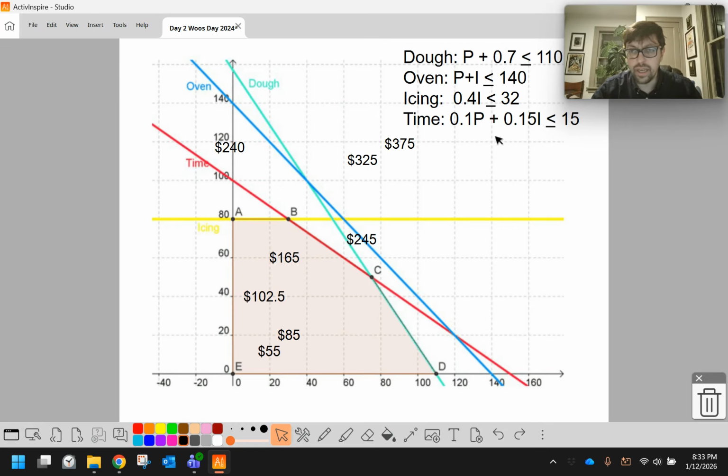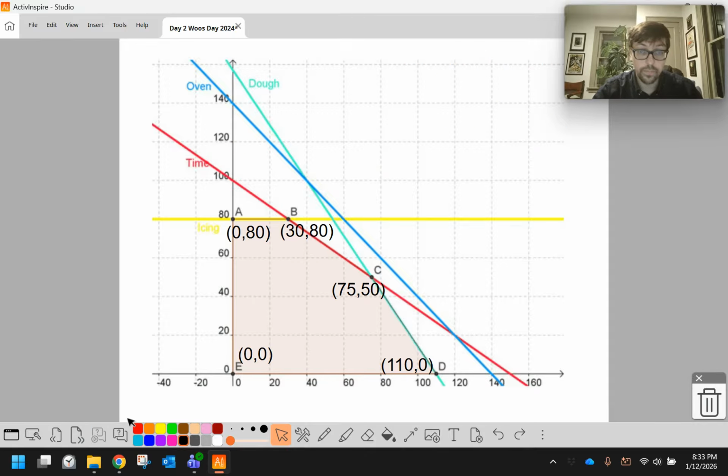Now, using just substitution and elimination, we can figure out where all these coordinate points are. So we know A is at 0, 80 because we know this line right here is 80. This point right here is going to be 30, 80. So we would plug 80 into our time equation and see that we get 30. This one we were talking about before with dough, that's just getting 0 iced cookies. That would make 110 dozen plain. And then this point right here, we'd actually have to do substitution, shoving one equation into the other, or we could do it with elimination. But we do get this coordinate point, 75, 50.